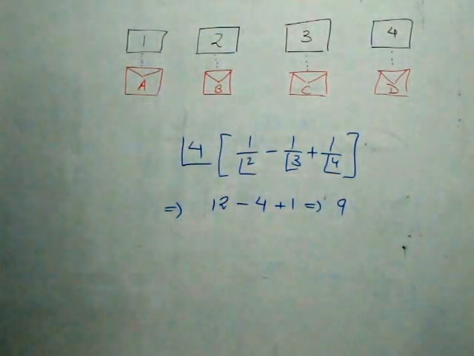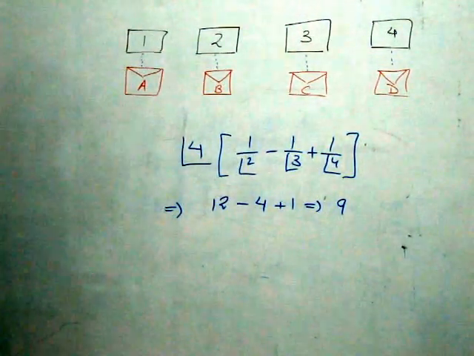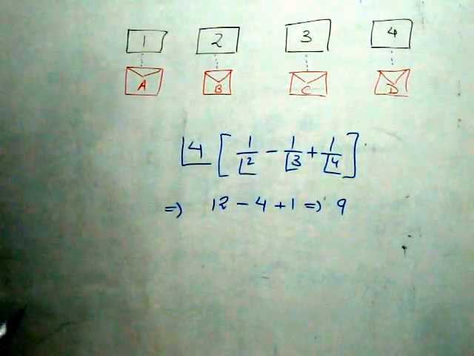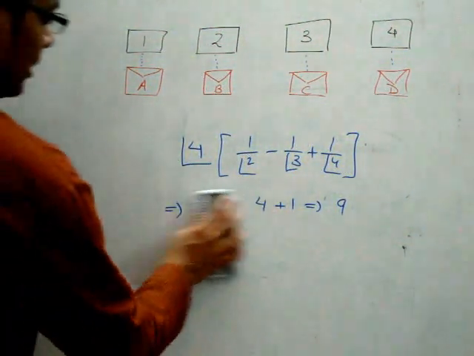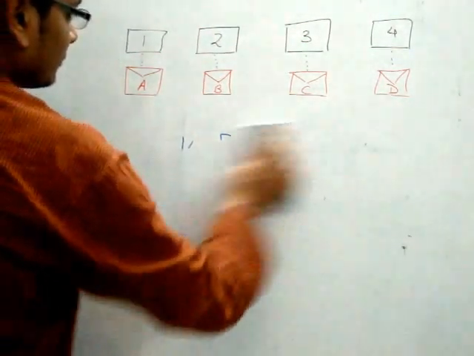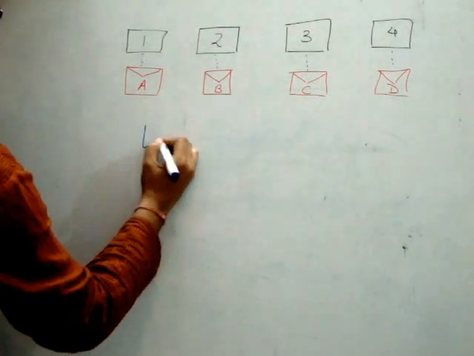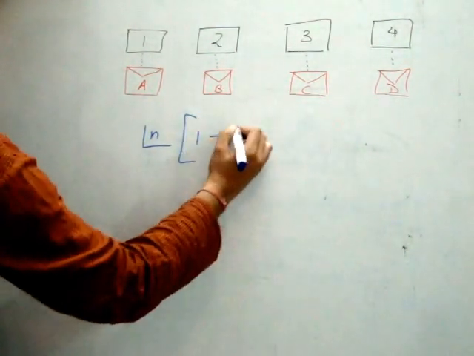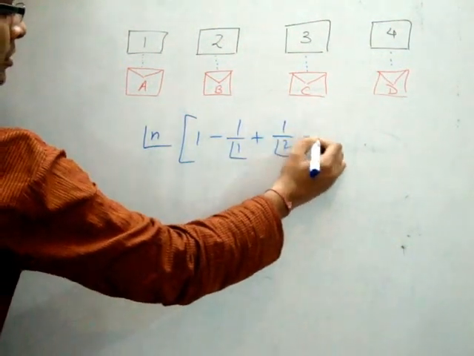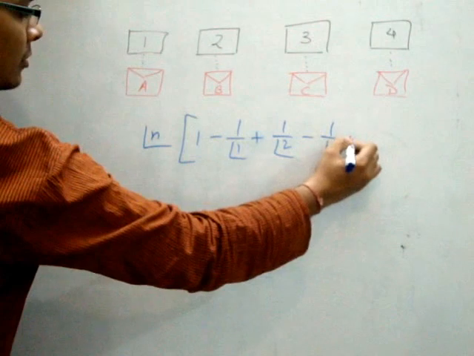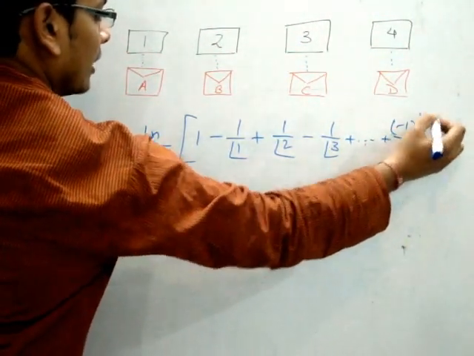So again the answer is 9. Actually there is another way in which I prefer writing the formula. Since we are talking about the number of derangements, we can also write it in another fashion. Let's again write the derangement formula. The derangement formula is factorial n times 1 minus 1 upon factorial 1 plus 1 upon factorial 2 minus 1 upon factorial 3 plus up to minus 1 to the power n upon factorial n.